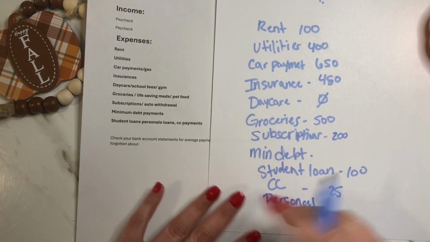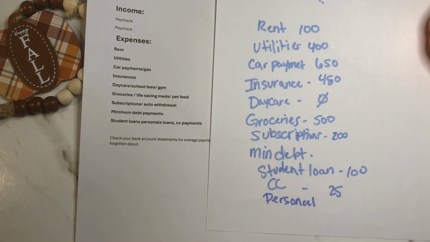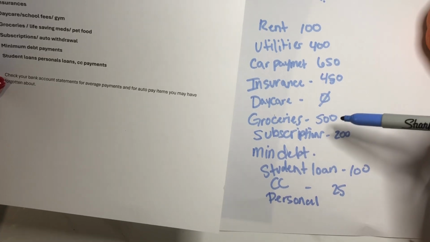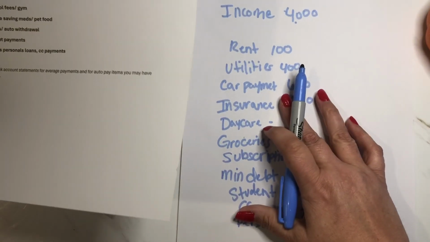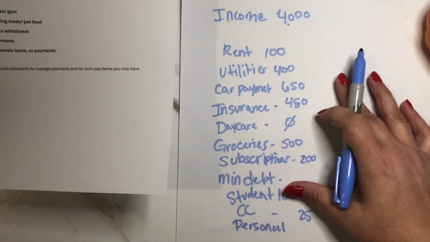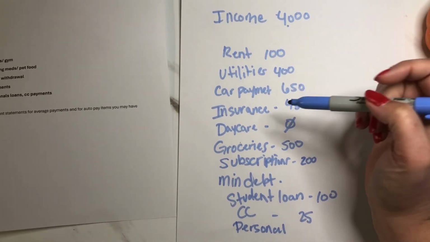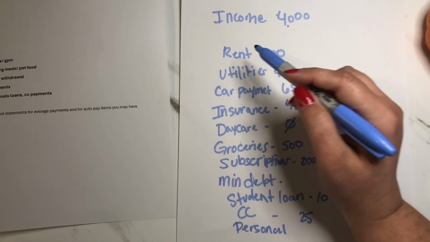Okay. And now I want you to take a look at, if you see right here, it says, check your bank statement for average payments. So you can kind of average these out by looking at your payment. Like your rent's probably not going to change. Your management company would send you a notice if your rent's going to change. I do want to remind you, if you have a mortgage, that can change, guys. And people are like, no, it can't.